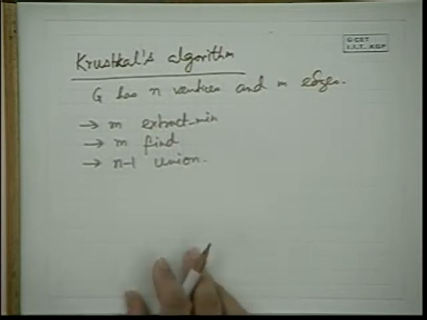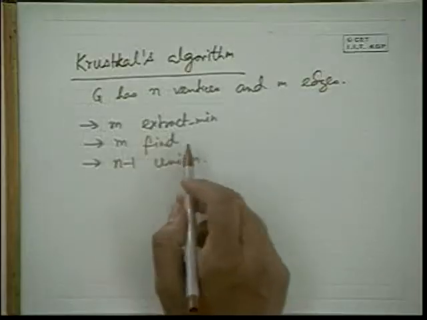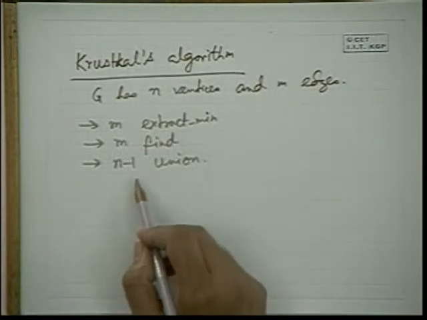Go back to Kruskal's algorithm, you will see exactly this. You will first put all the edges into a heap, then you will extract the edges one by one from the min heap and check whether two vertices belong to two different sets or not. So that will give you m find operations, and if they belong, you merge them into one tree, and that edge goes to the minimum spanning tree also.